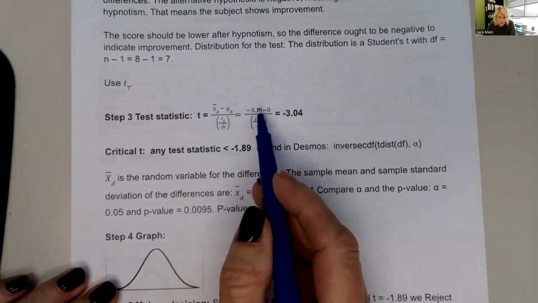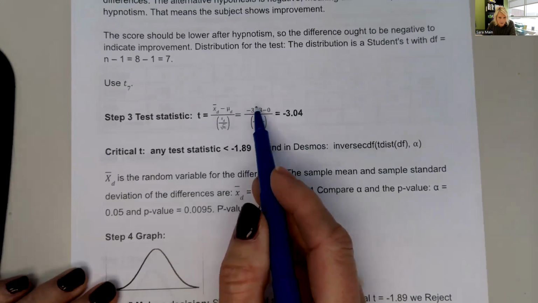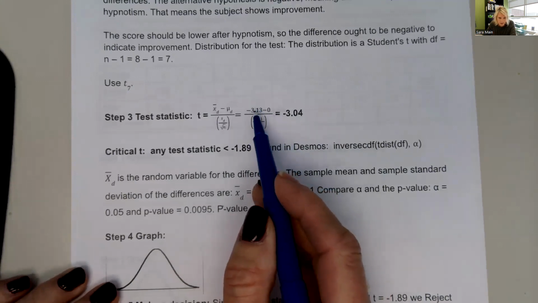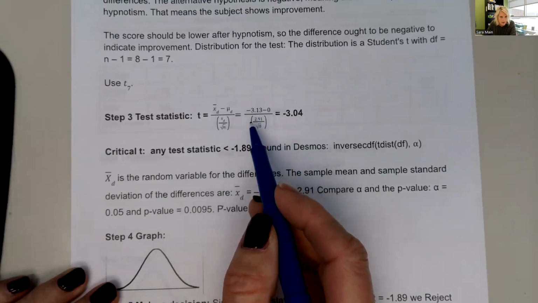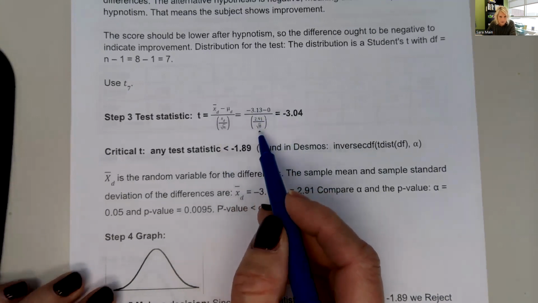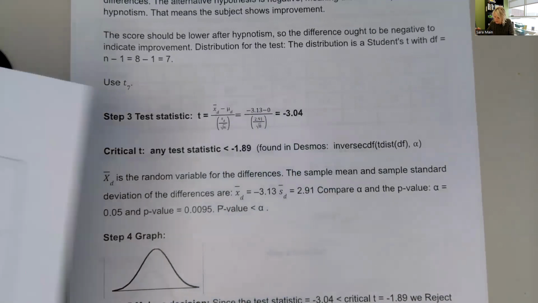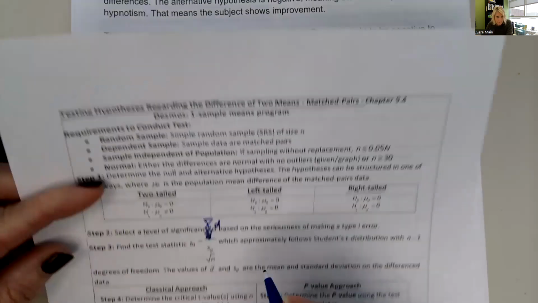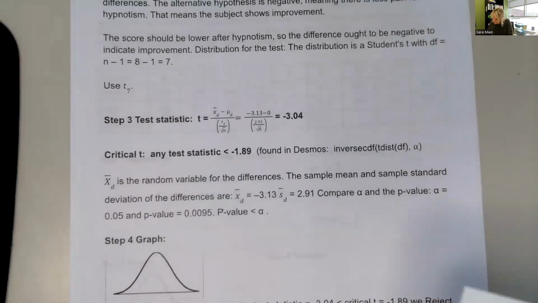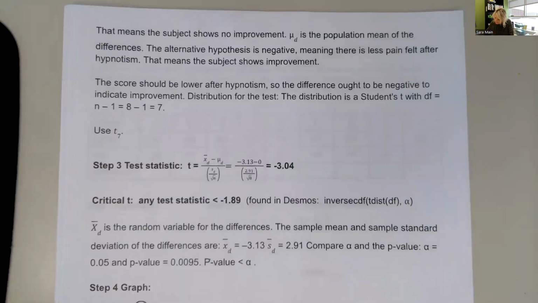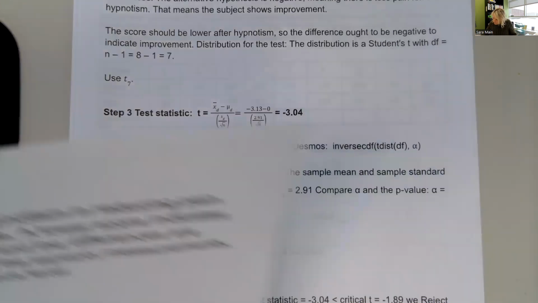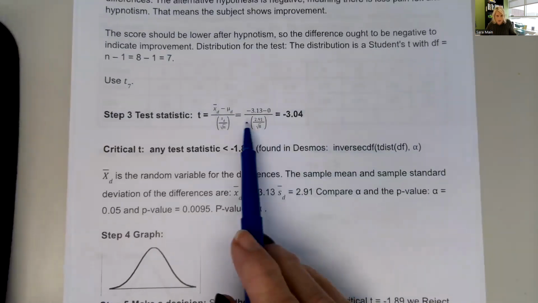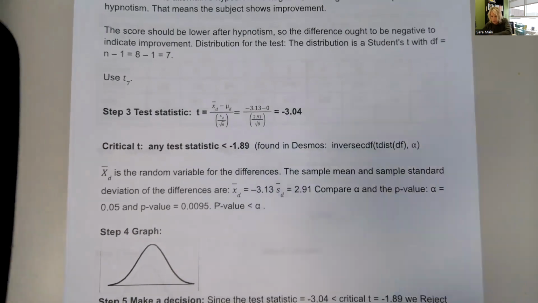It's the X bar of the differences, subtracting 0. So it's really just the X bar of the differences, and then the standard deviation of the differences divided by the square root of n. So remember, let's write it so you can read it: X bar of the differences is what goes here. Okay, and then our test statistic is negative 3.04.